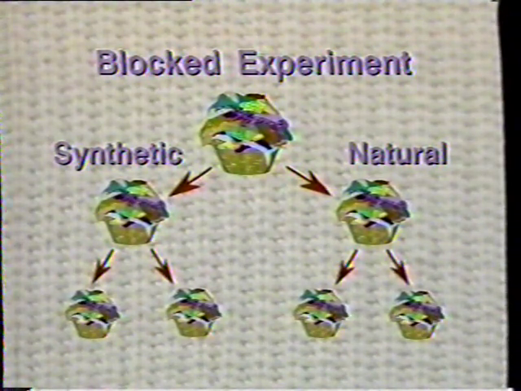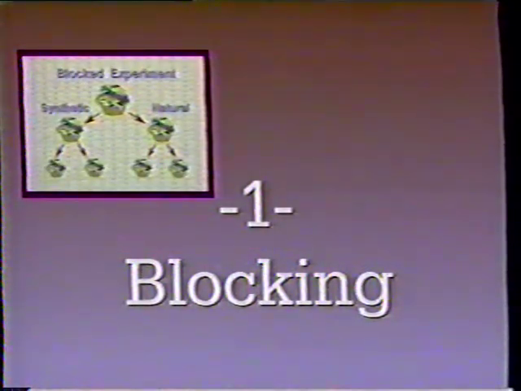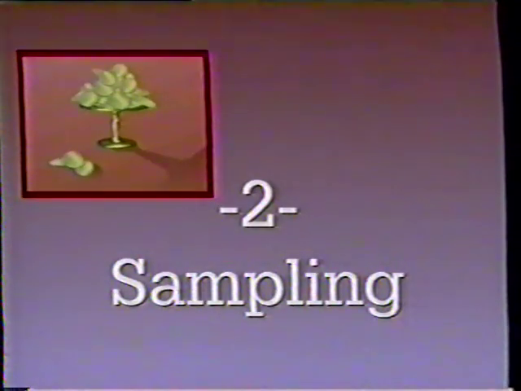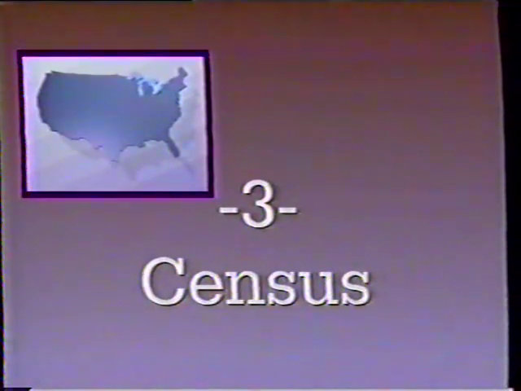In this program, we'll explore this concept of blocking and how it can help to reduce the effect of variation among experimental subjects. We'll learn another technique for getting accurate information about the world, sampling. We'll discover how a sample differs from a census and how both can be used to give us information about a population.